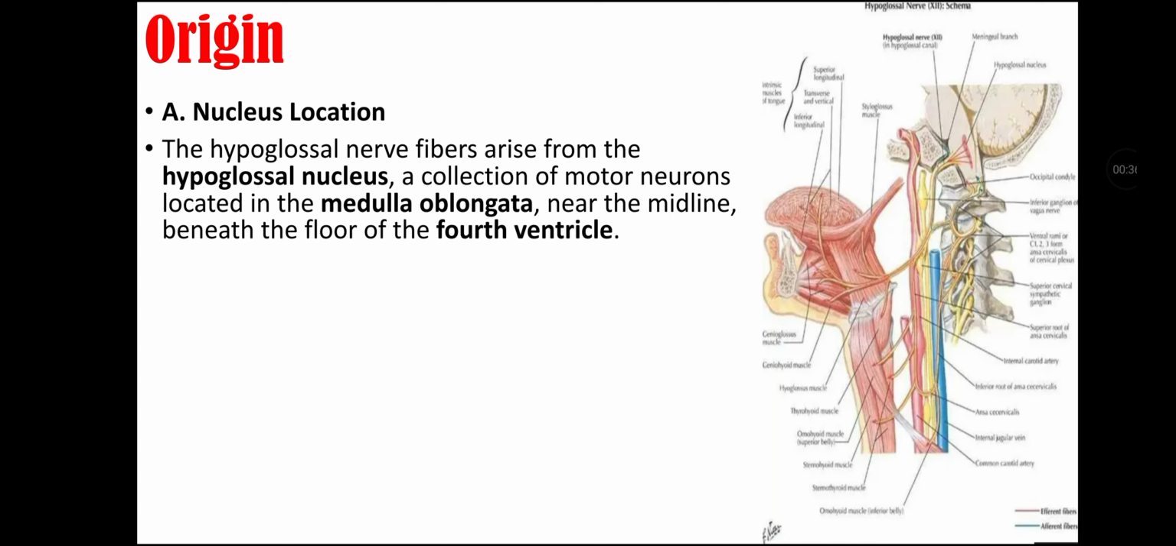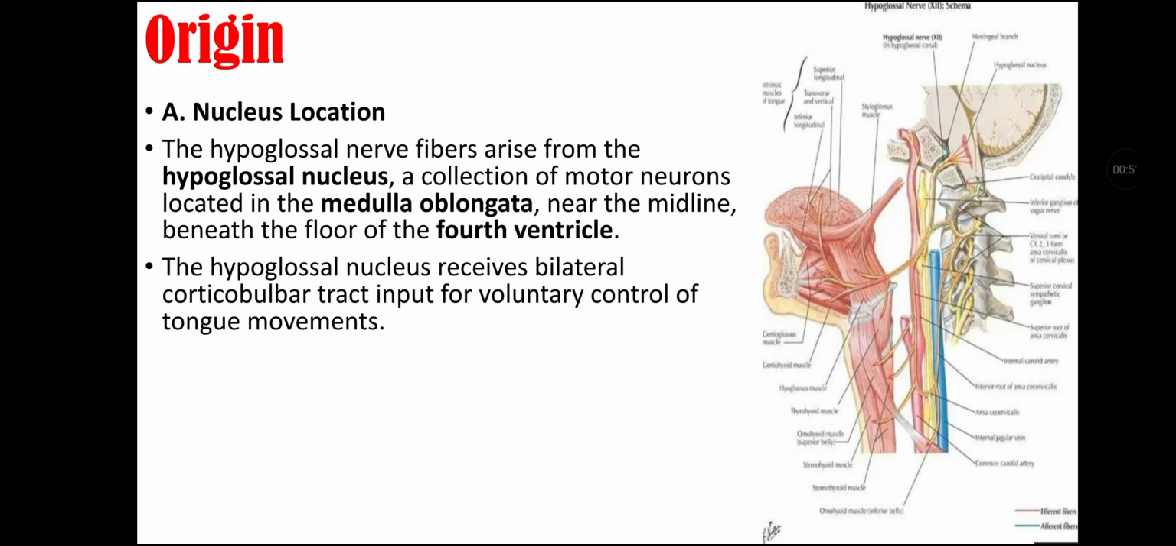Origin of hypoglossal nerve. It has a nucleus that is located in the medulla. The hypoglossal nerve fiber arises from the hypoglossal nucleus, which is a collection of motor neurons located in the medulla oblongata near the midline beneath the floor of the fourth ventricle. The hypoglossal nucleus receives bilateral corticobulbar tract input for voluntary control of tongue movements.